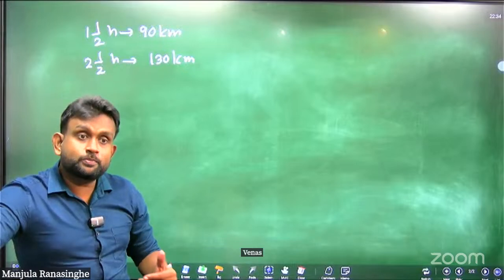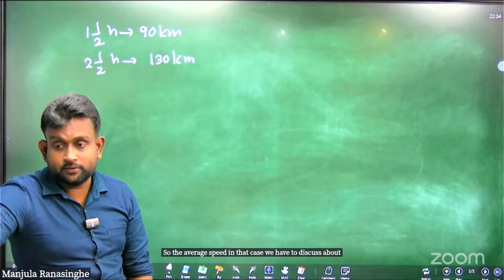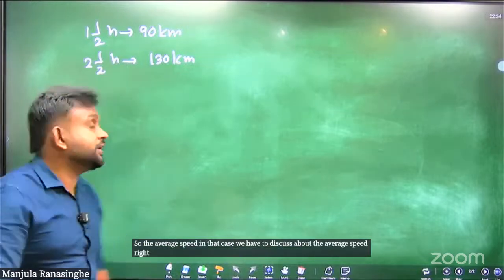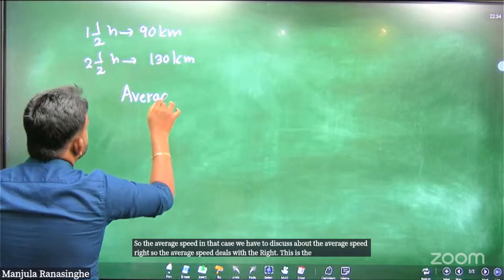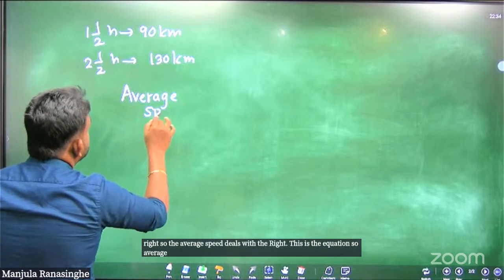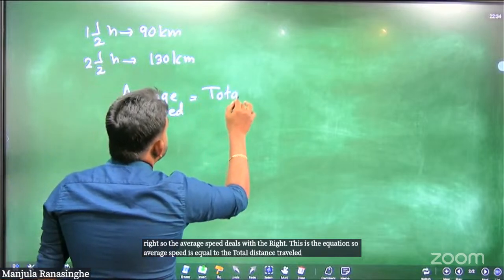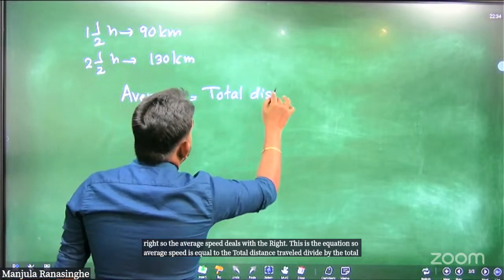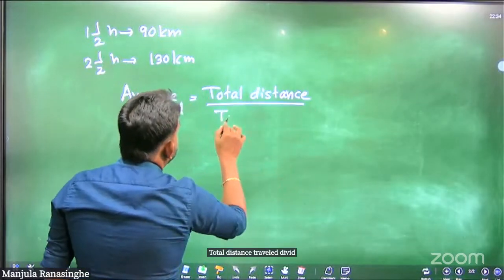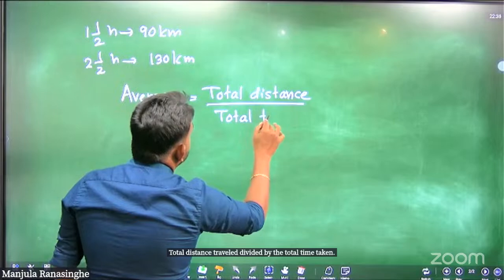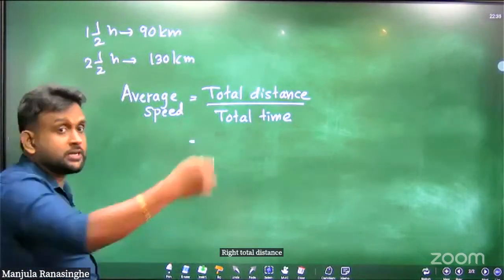So the average speed in that case we have to discuss about the average speed, right? So the average speed deals with this equation. Average speed is equal to the total distance traveled divided by the total time period. Total distance traveled divided by the total time taken. Right, total distance divided by the total time period.